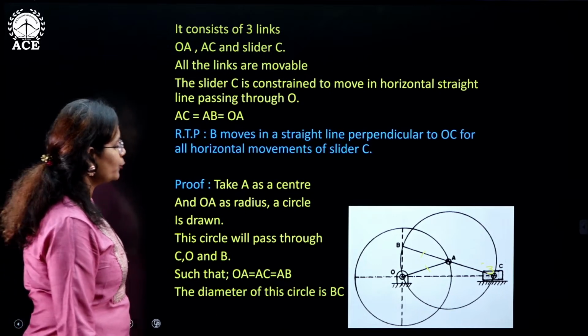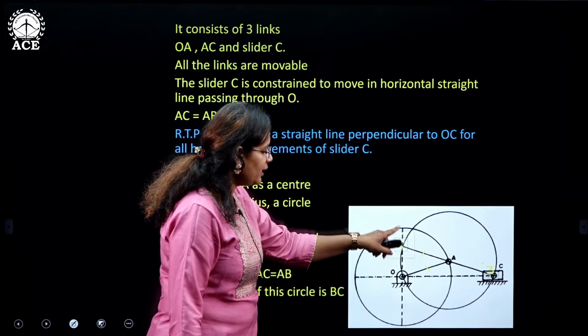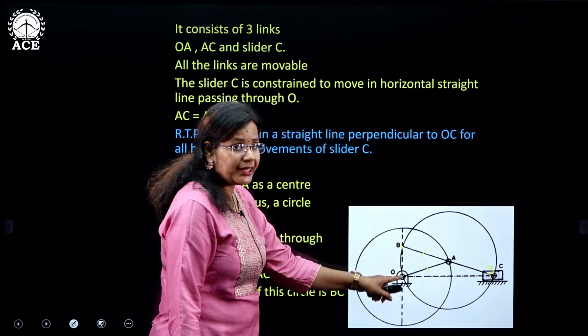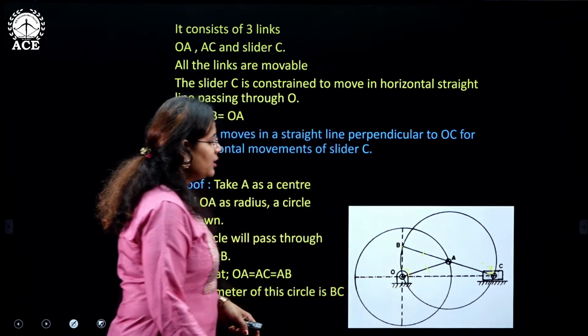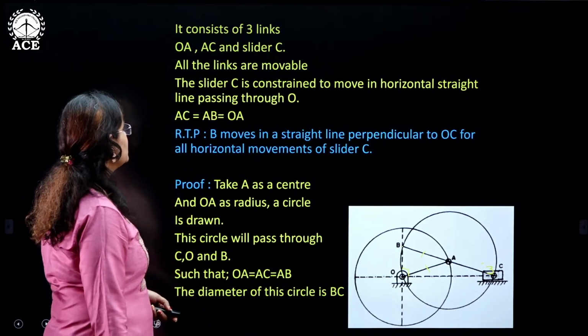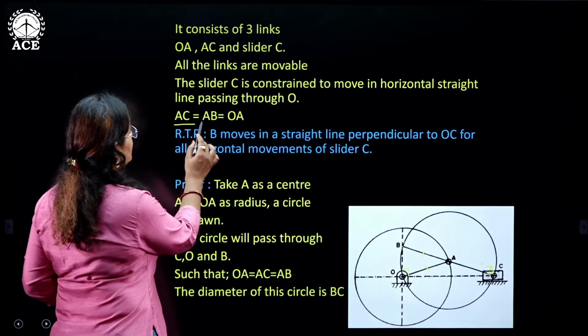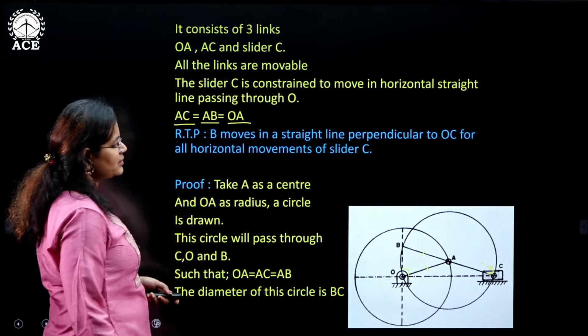Here also I have to prove that this point B is tracing a straight line and subtending a 90 degrees angle over here. So let us see how we can prove that. So here we have AC is equal to AB is equal to OA, that is a given condition.